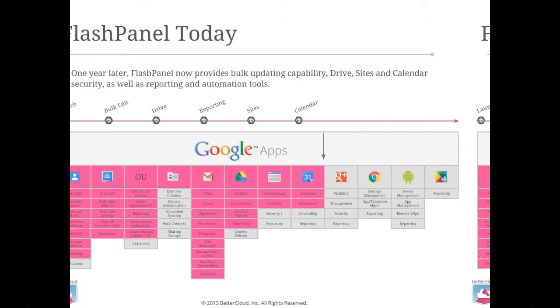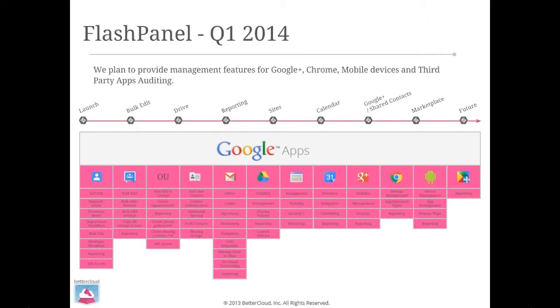If we look towards the future, you can see that we're moving even wider and even deeper within each individual service. In the next couple of months, we will release Google Plus functionality, the ability to view public sharing settings, as well as, all the way to the right, third-party apps auditing. We know that it's very important to find out what is being shared and how your users are accepting different permissions. We also have plans to add mobile device management as well as Chrome management.